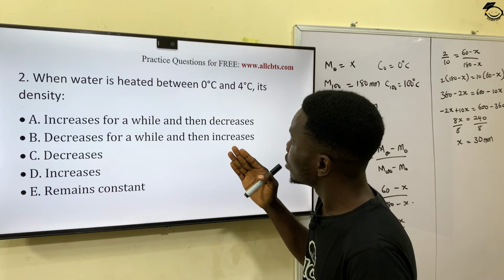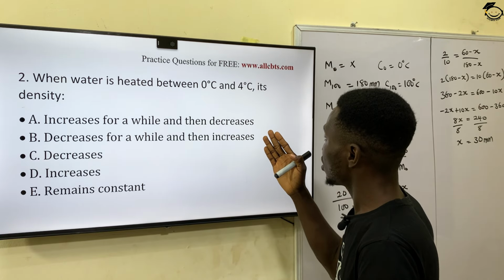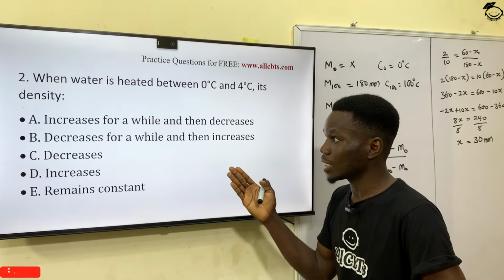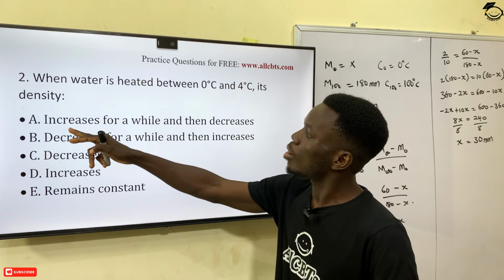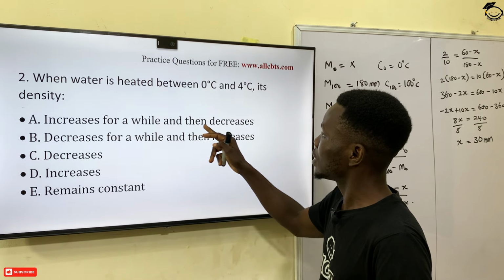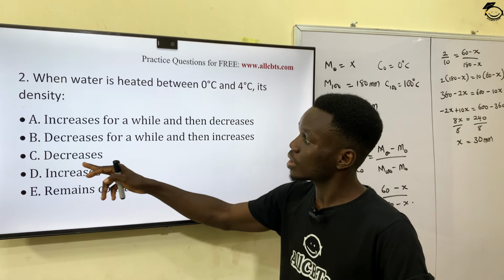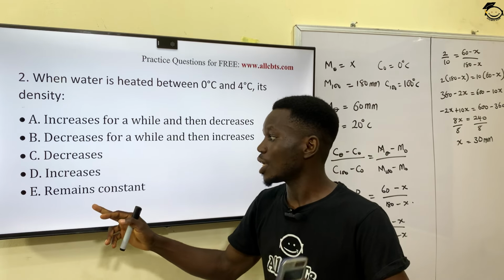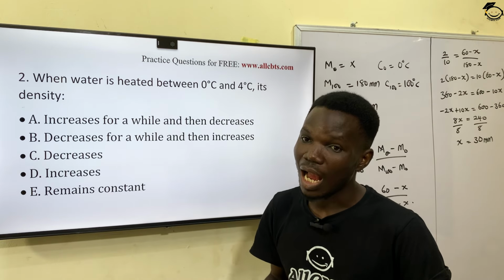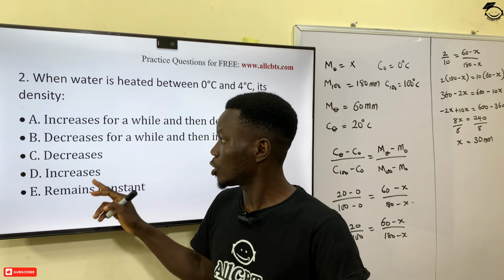So the correct answer to this question says, when water is heated between 0 degrees Celsius and 4 degrees Celsius, a density dash. So what happens to a density? A density increases. Option A says it increases for a while and then decreases. Option B says it decreases for a while and then increases. Option C says it decreases. Option D says it increases. And option E says it remains constant. So the correct answer is that the density increases between 0 and 4 degrees Celsius, which is option D.